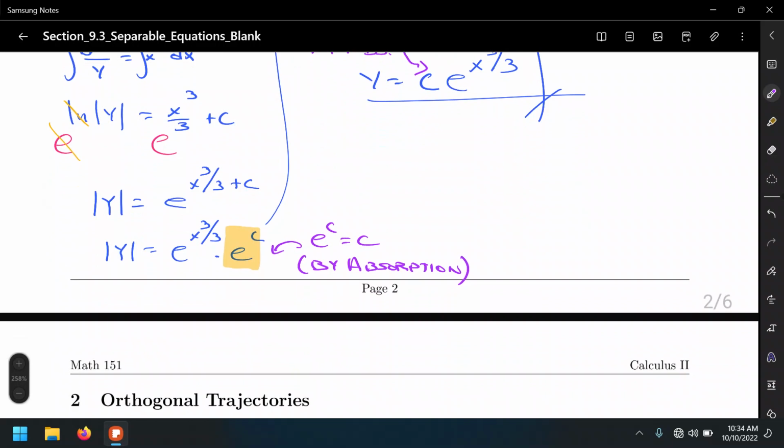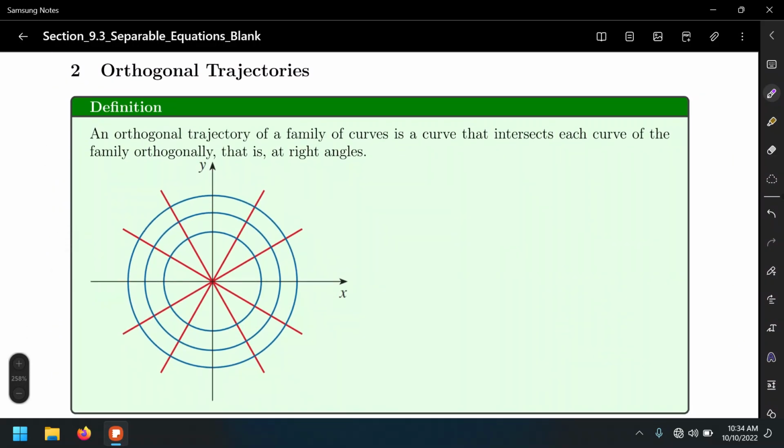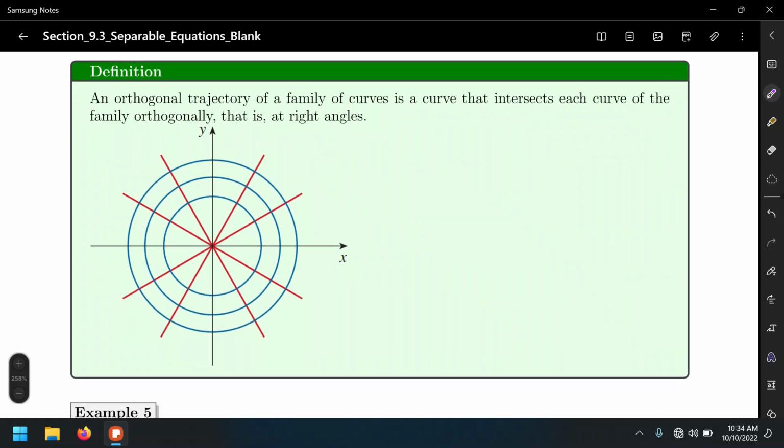For the next topic in this section, which actually is a long one, it's to find families of orthogonal trajectories, and the last topic in this section is word problems applied to mixing solutions. All right. Orthogonal trajectory. So an orthogonal trajectory of a family of curves is a curve that intersects each curve of the family orthogonally, that is, at right angles.